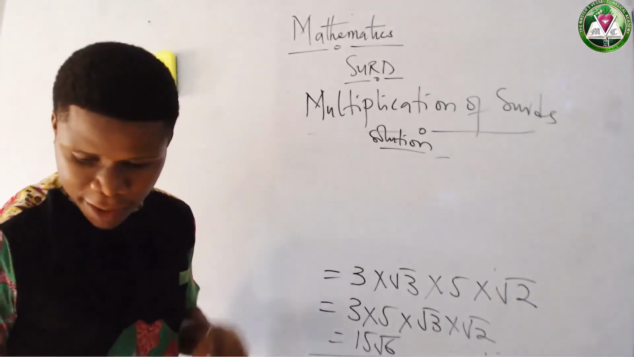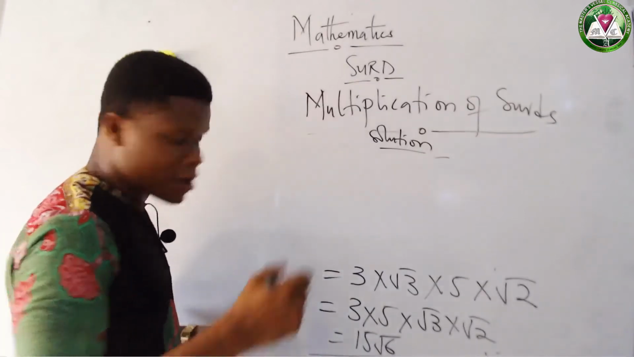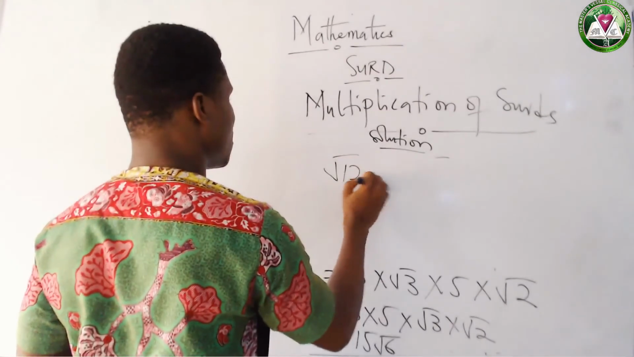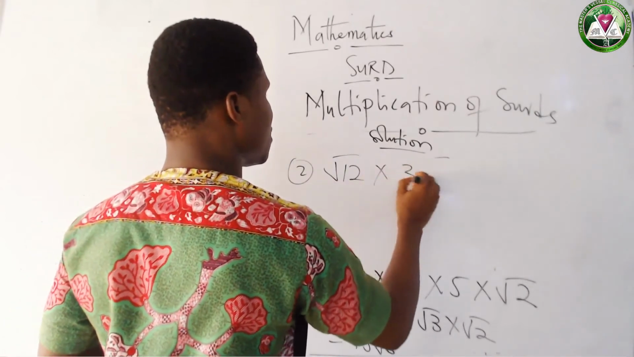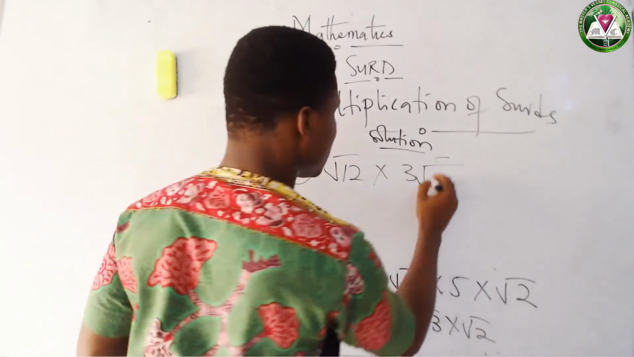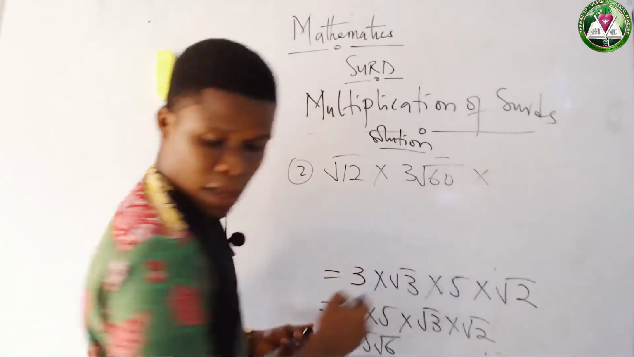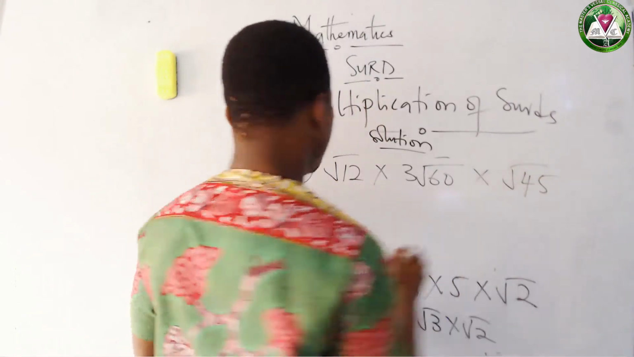Number 2 says that root 12 plus... times 3 root 60 times root 45. These are number 2.